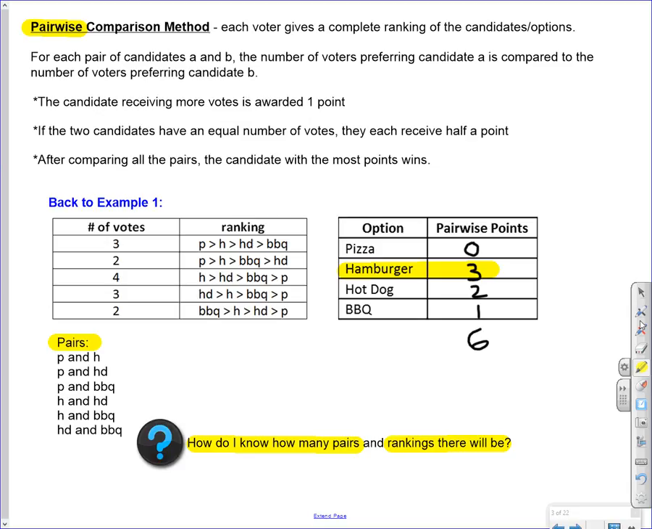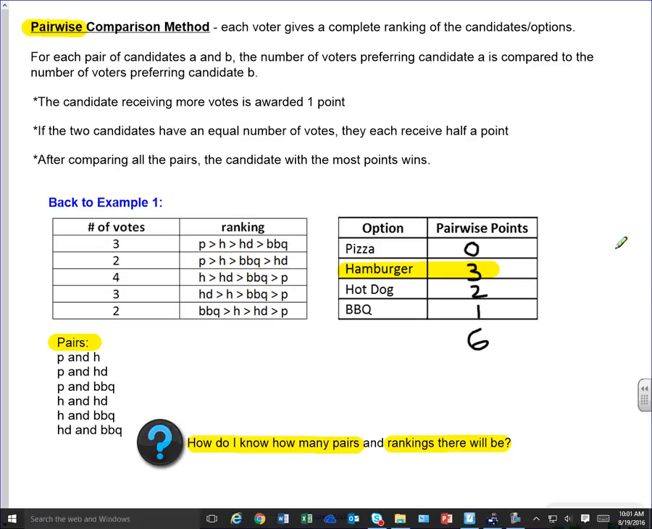So that is how we do pairwise comparison. And I think I'm going to go ahead and stop this lecture for now, just on doing pairwise comparison. And I will start the next lecture on the Borda method. So if you have any questions, please let me know and I'll try to help you out with that. Thanks.